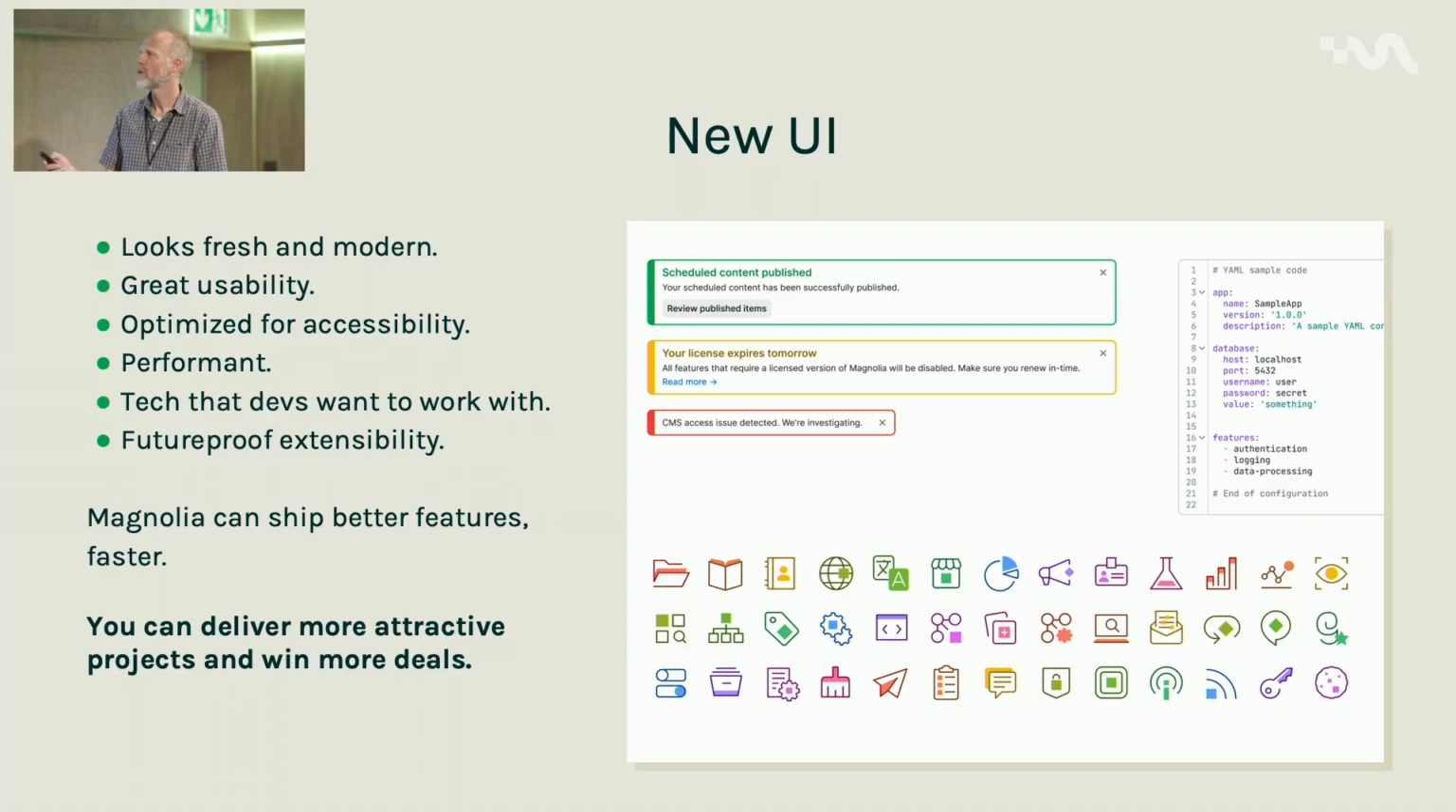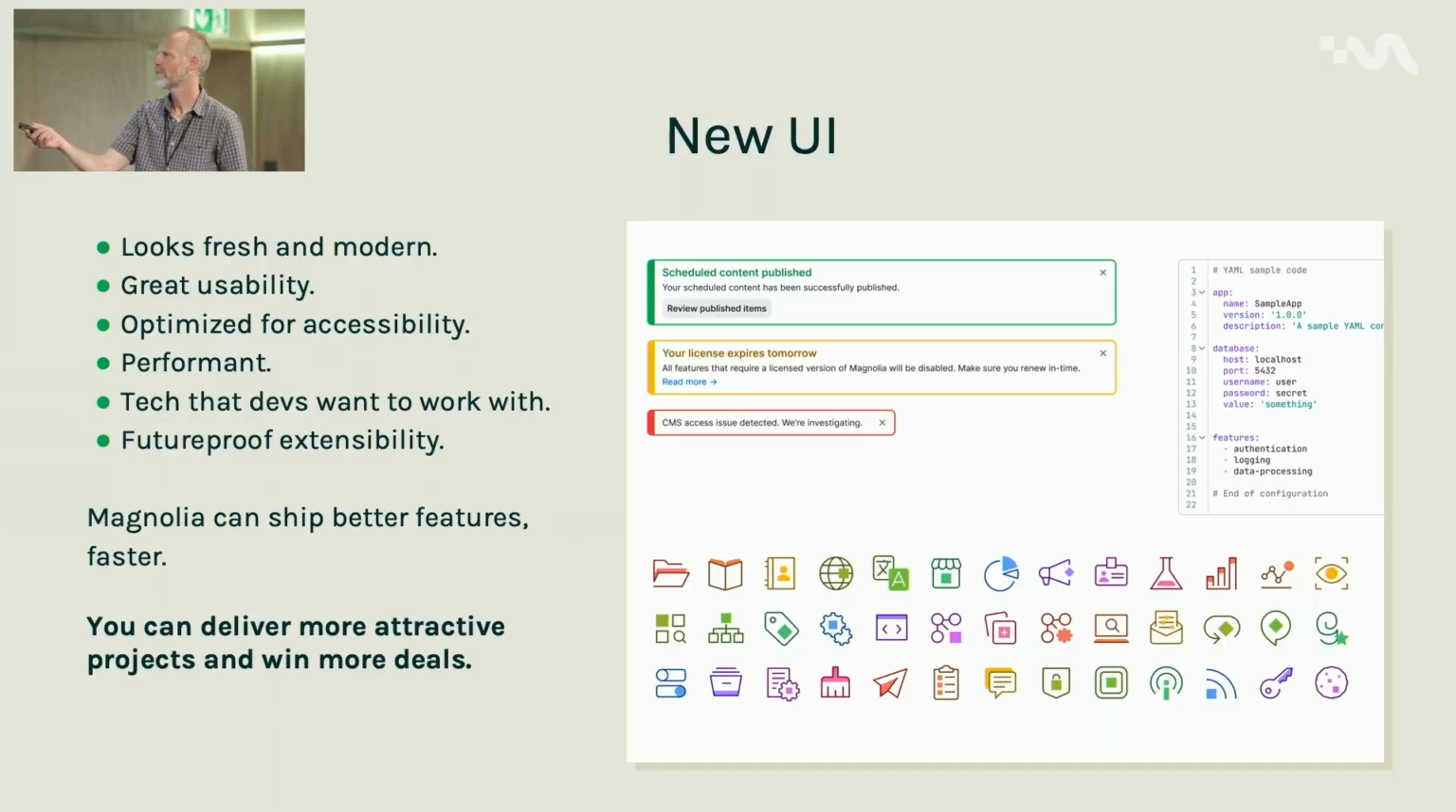Magnolia, we ourselves are going to be able to ship better features faster. One of the things that we really wanted to do was get design and development closer together, and we really see having the design system and the front-end technology stack is allowing us, and we've already seen that in operation, how they can just sit down together and iterate over solutions much, much faster. And then for you, you can deliver more attractive projects and win more deals. Again, just a screenshot of the colorful new UI.